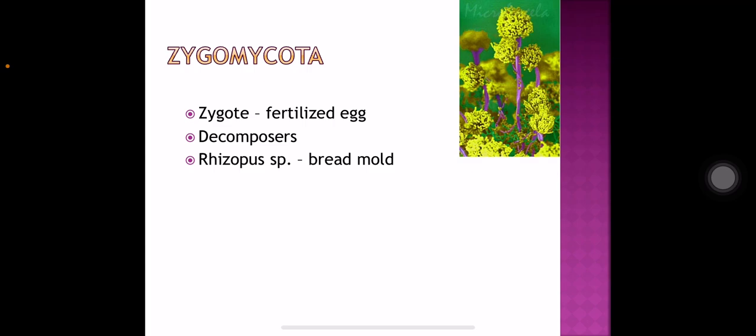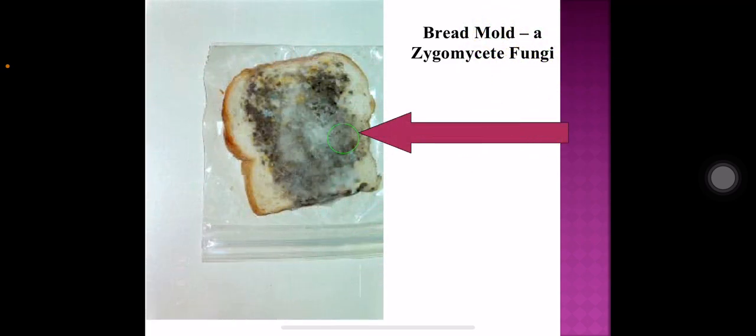The first phylum Zygomycota, the name is derived from the word zygote, which means fertilized egg. The Zygomycota fungi are mostly decomposers. They are found in the soil. Examples of Zygomycota include Rhizopus fungus. Rhizopus fungus is known as bread mold because it grows in the bread. You can see this photograph of a bread in which fungi have grown. This is typically an appearance of Zygomycetes fungi growing in the bread, commonly the Rhizopus fungus, known as bread mold.